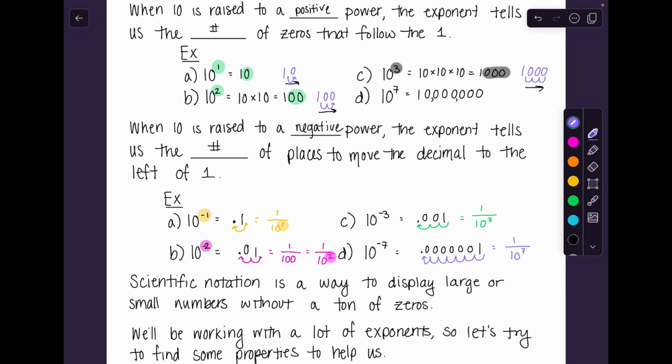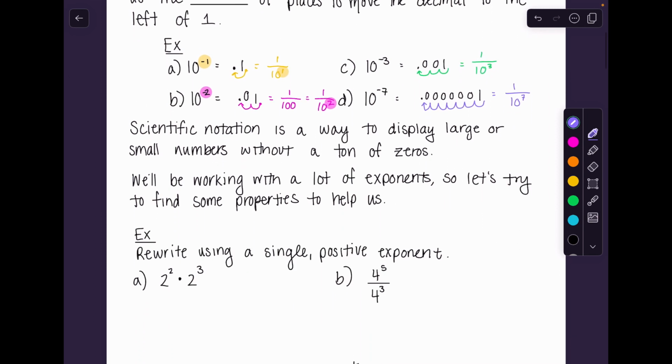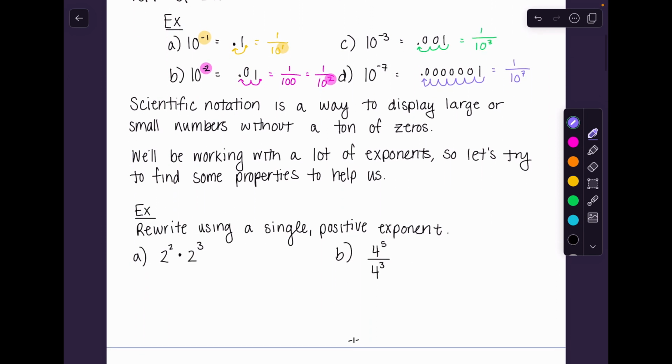So the scientific notation is really going to help us because we can display it in a much more condensed form. And then we don't have to worry if we're dealing with operations with these. So we're going to be working with a lot of exponents. So we're going to actually go through a few of our exponent properties. So we're going to try to rewrite both of these using a single positive exponent. So this ties into two of our properties.